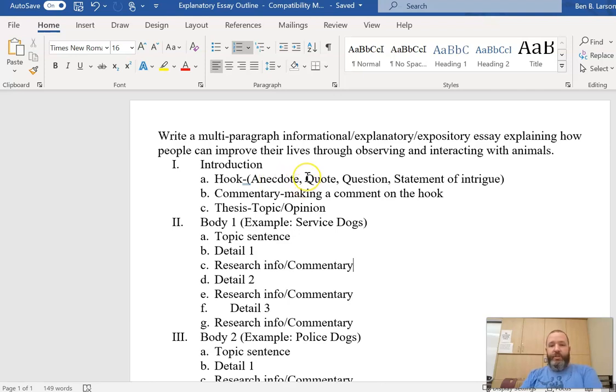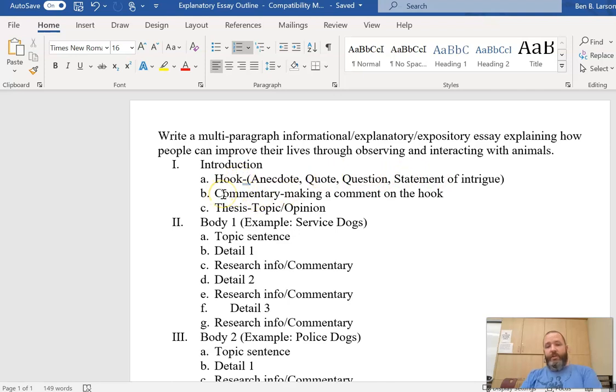And I did mention that a lot of people choose the quote. So if you come across a good quote from a person in any of the research that you're going to do, or in the readings that we did in Springboard, people have chosen some from there in the past. I would highly recommend an anecdote or a quote. Question would be my least favorite. Statement of intrigue also can be useful. So that's how you're going to start your essay.